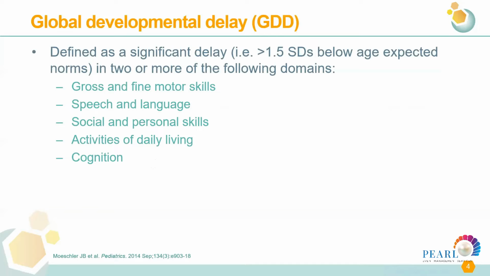So what is global developmental delay? This is defined as a significant delay, more than 1.5 standard deviation below age expected norms in 2 or more of the following domains. So this will include gross and fine motor skills, speech and language, social and personal skills, activities of daily living, and lastly, cognition. And this definition is usually reserved for children who are younger than age of 5 years.